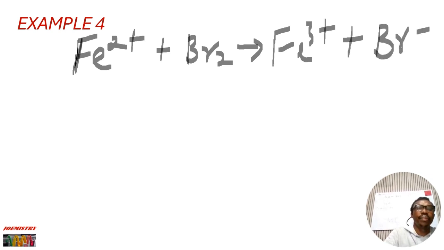Bromide ion. So this is a simple ionic equation. You're asked to balance this simple ionic equation. Following these rules step by step, the first step is to write down the oxidation number of each element or ion that is present.